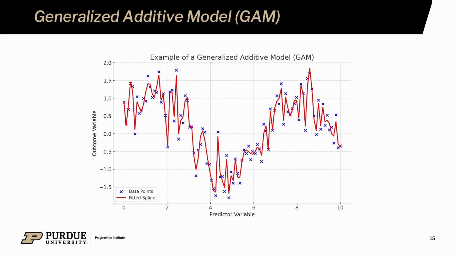This is where the use of Generalized Additive Model, GAM, comes in to account for the non-linearity in search. A Generalized Additive Model, GAM, is a flexible statistical model that uses smooth functions such as splines to capture complex non-linear relationships between the predictor and the outcome variables, as illustrated by the red line fitting the blue data points on the graph.